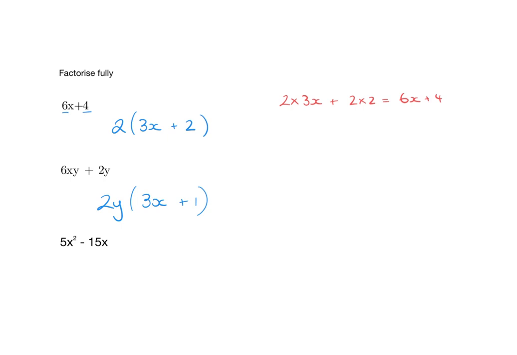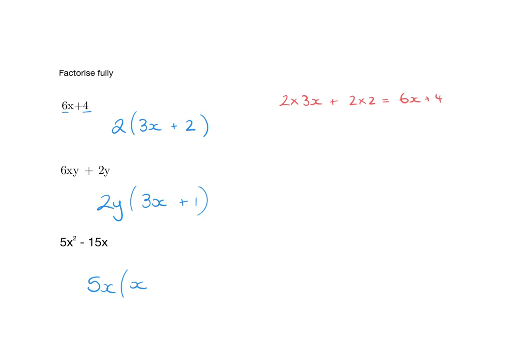In my final expression, again, I'm going to start by looking at the numbers. So the common factor between 5 and 15 is 5. And both of these have an x in them. So for my common factor on the outside, I'm going to have 5x. Now I'm going to say 5x multiplied by what gives me 5x squared. Well, I just need an x to get the x squared.